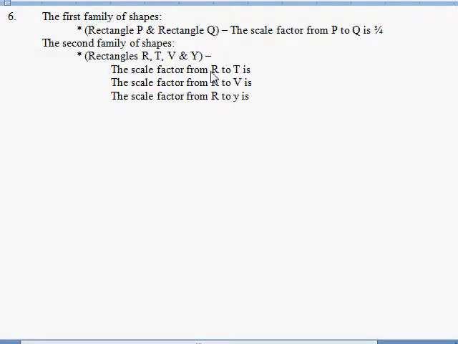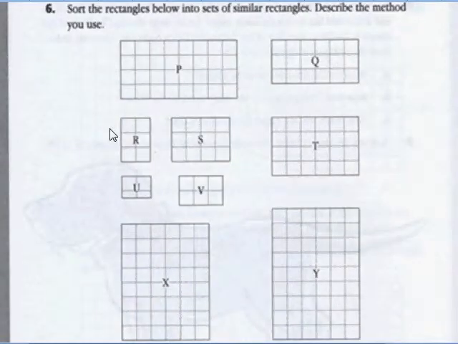So let's look at R to T first. All right, here's one of those where you want to do short side to short side and long to long. So one of them needs to be flipped. So 2 times 2 is 4, and 3 times 2 is 6. So the scale factor from R to T is 2.